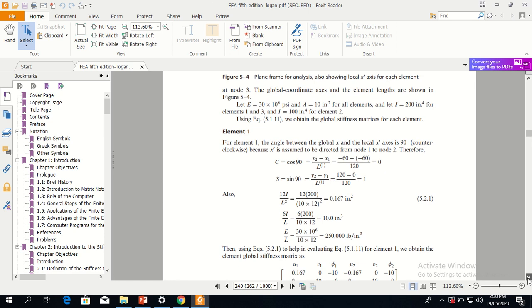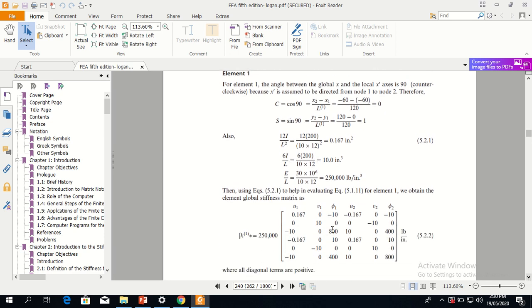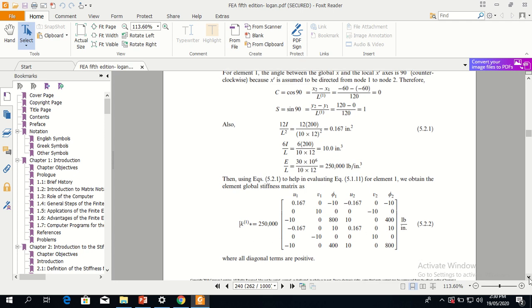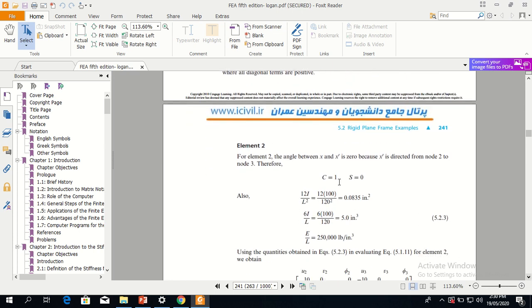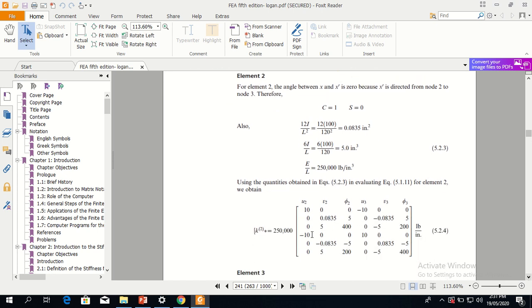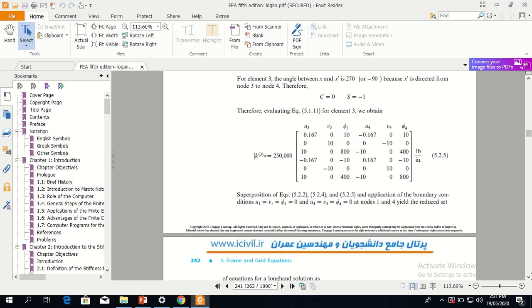Now we'll find the local stiffness matrix for element 1. Here you can see this is for element 1. Similarly, we find the local stiffness matrix for element 2. For element 2, the angle is 0, so cos 0 is 1 and sin 0 is 0. So this is the local stiffness matrix for element 2, and similarly we find K3, the local stiffness matrix for element 3.